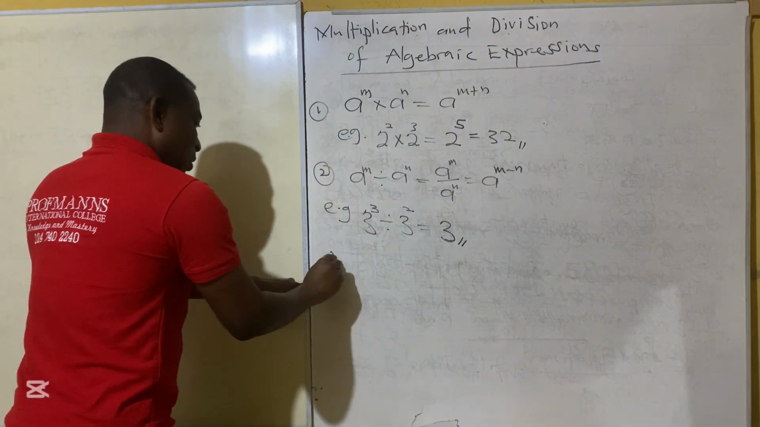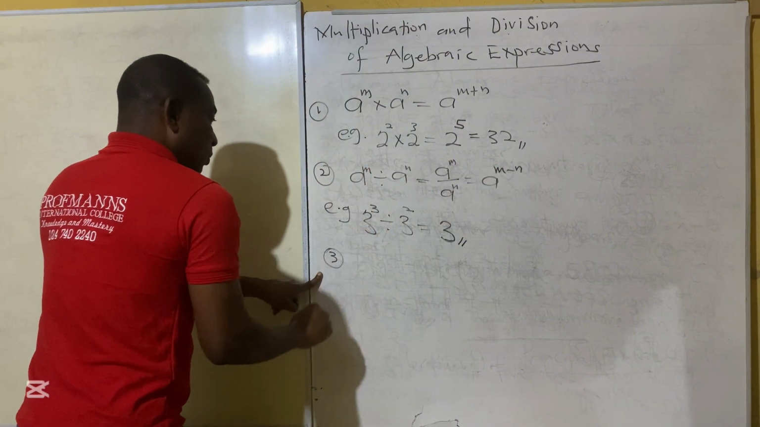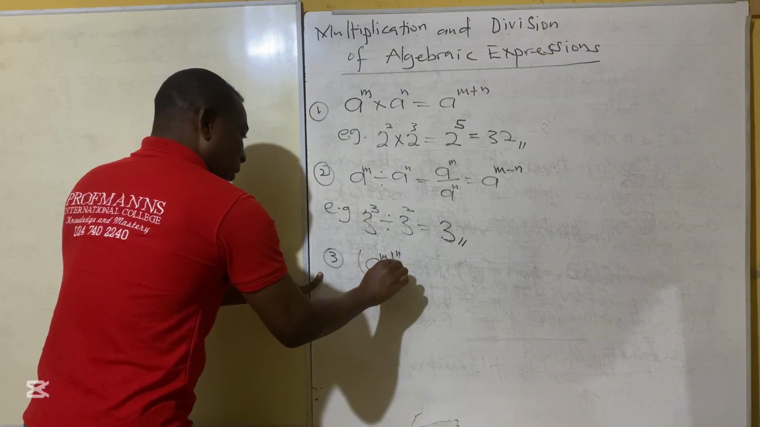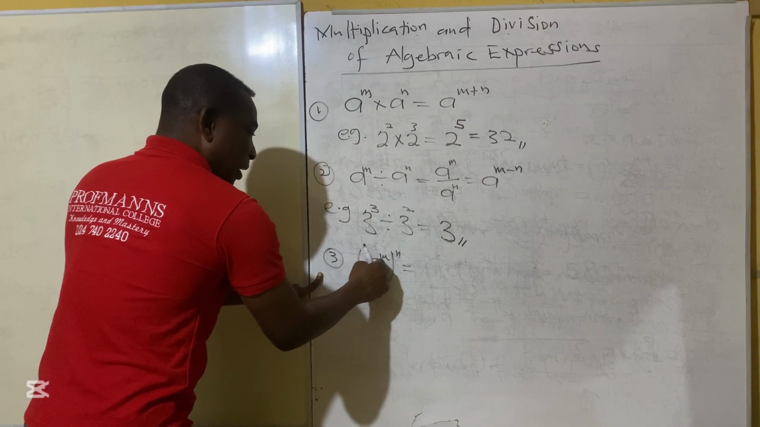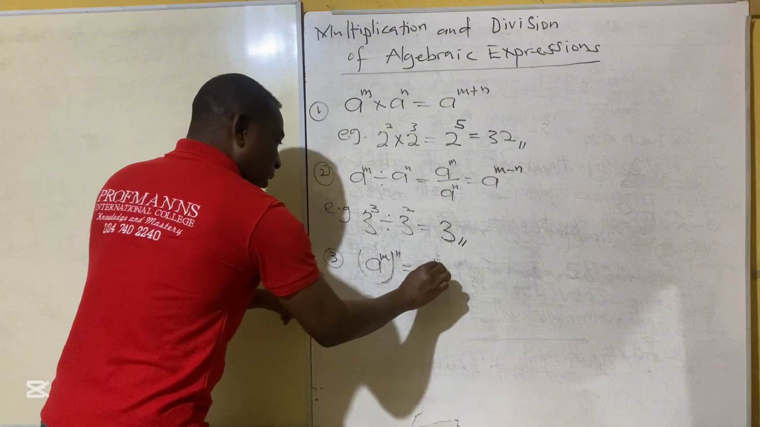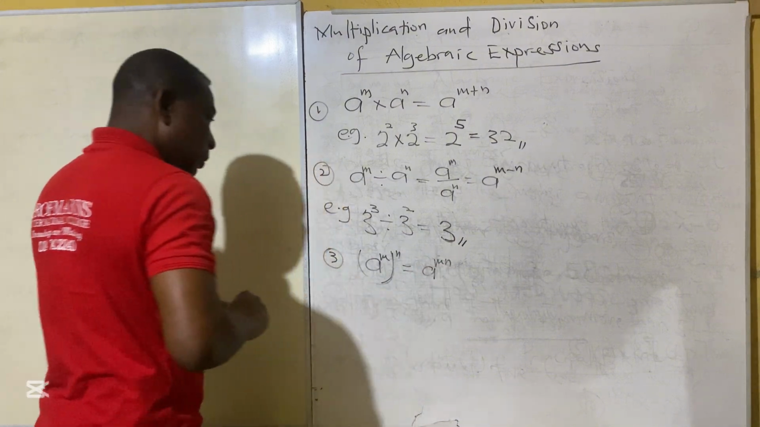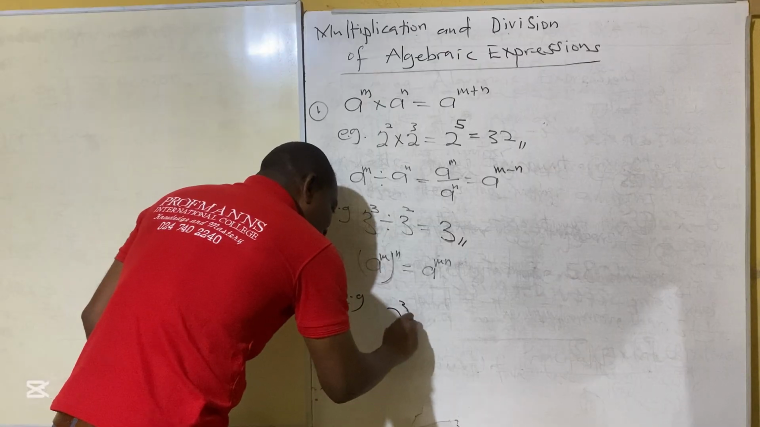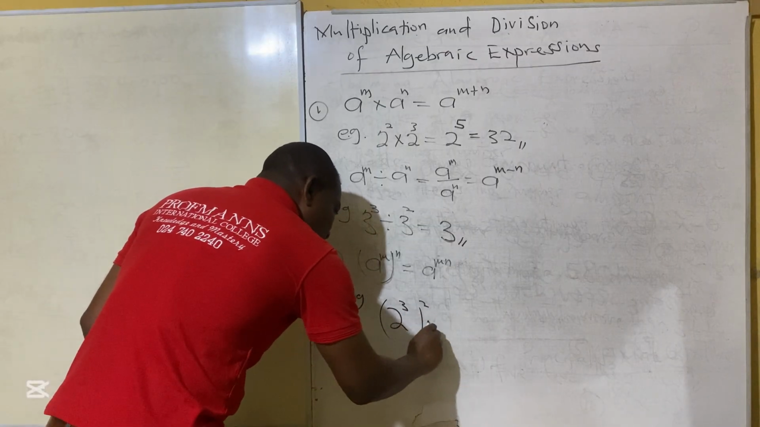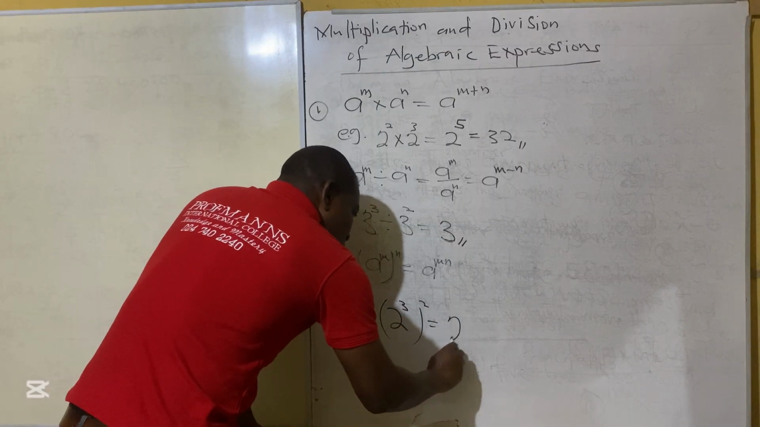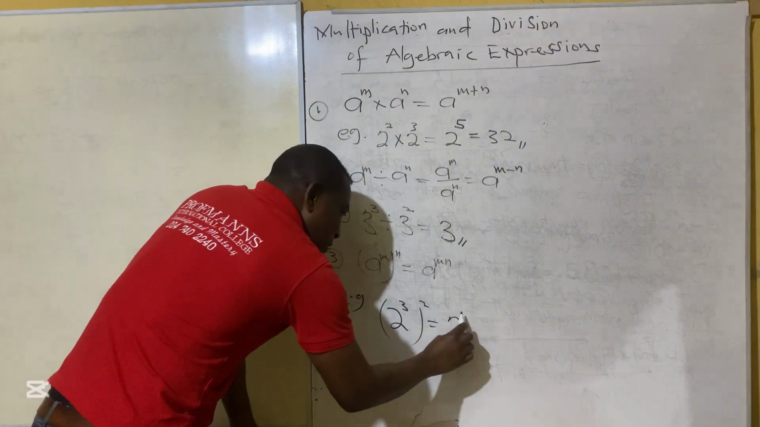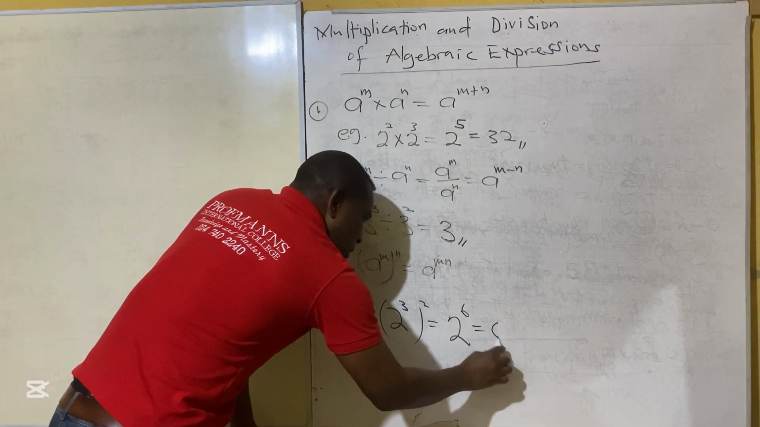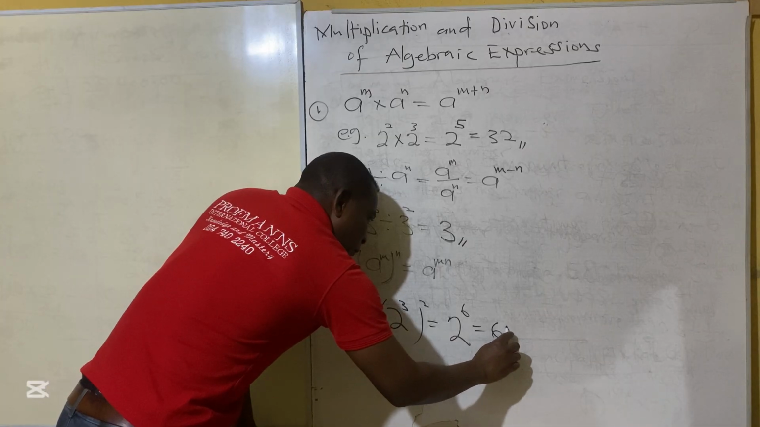And then let's look at the third one, the last one. 3. A to the power m all to the power n. Then we multiply the exponent, so a to the power mn. So example is 2 to the power 3 all to the power 2. So this gives us 2 to the power, multiply the exponents, which gives us 6. And this will evaluate to 64.